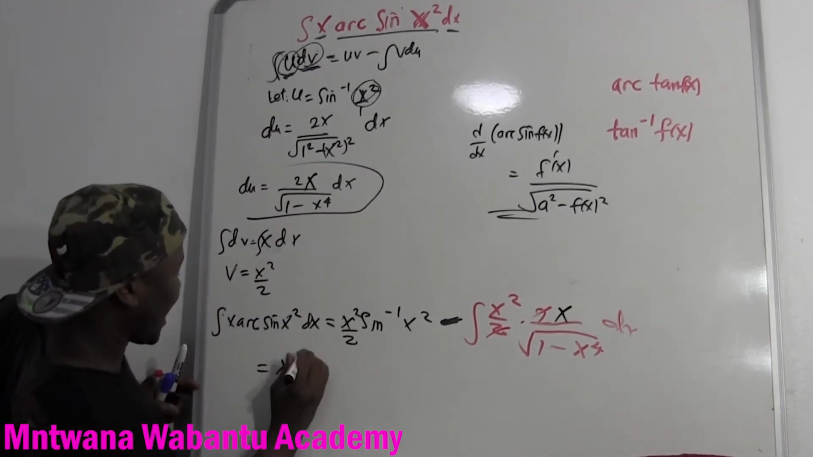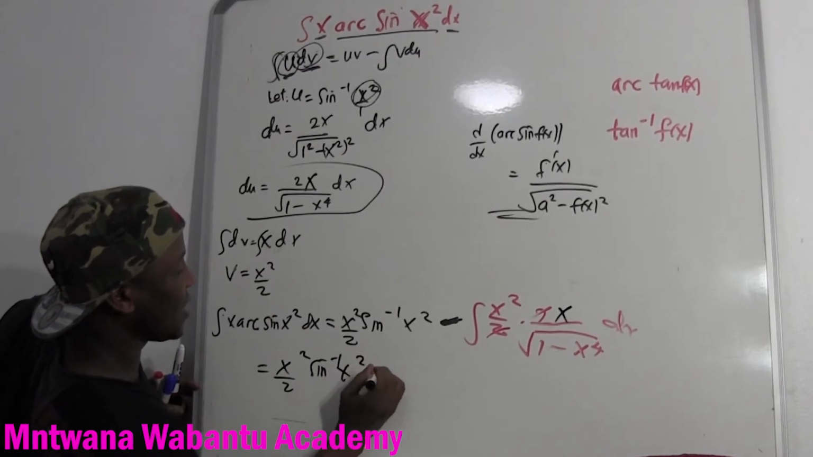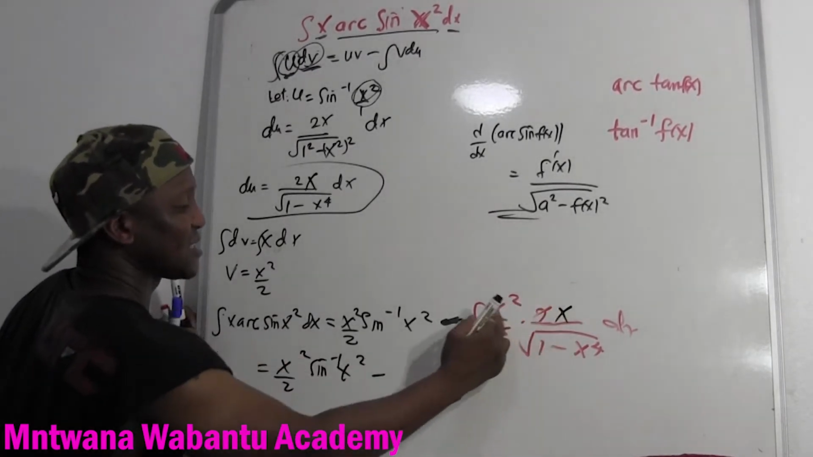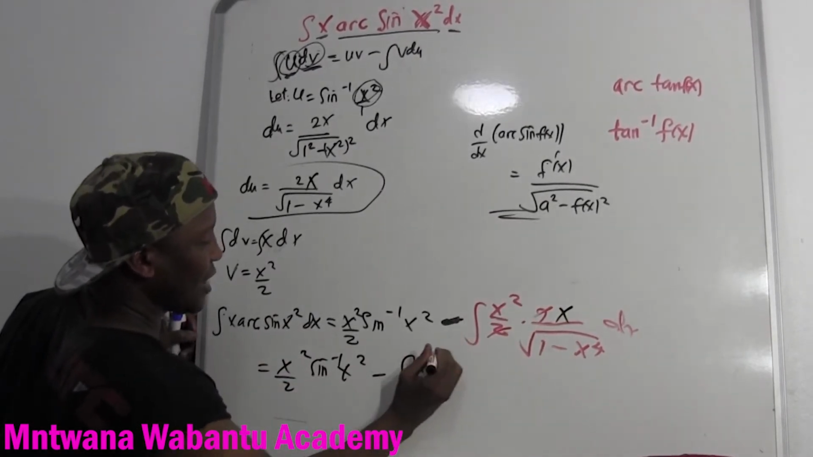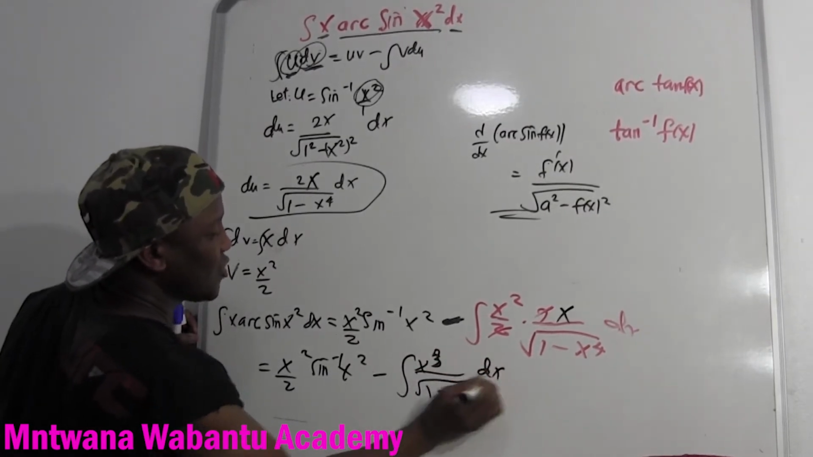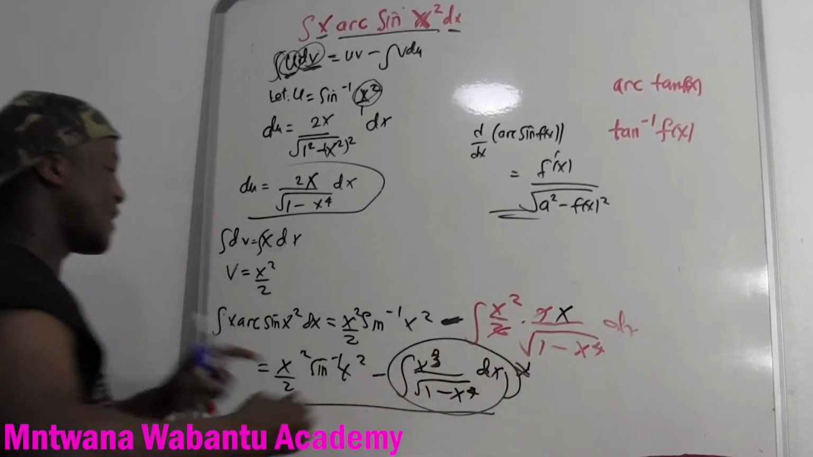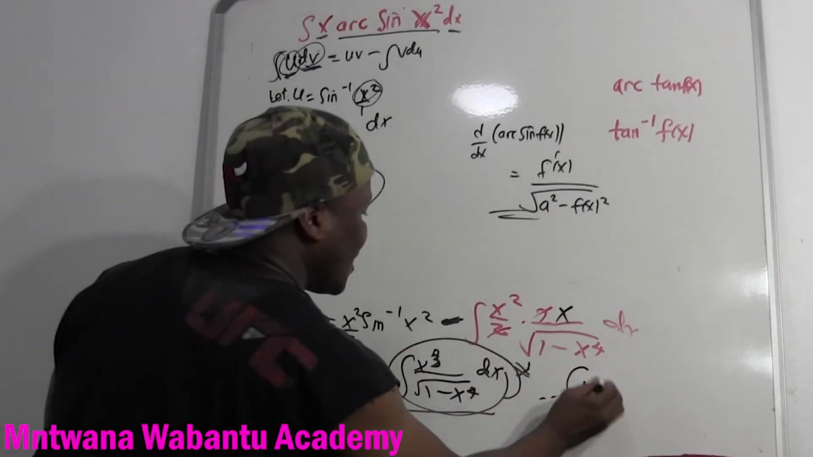So this is going to be equal to x squared over 2 times sine inverse of x squared, minus, now this cancels, so this is going to be x cubed over the square root of 1 minus x to the power 4. So this is a normal substitution. I can deal with this first, and that will come in to substitute. Let's call this the first equation.